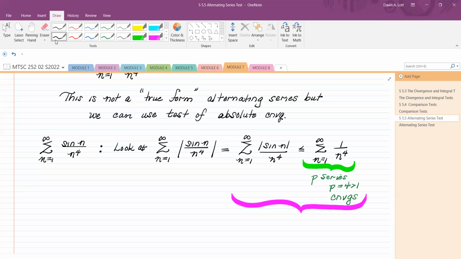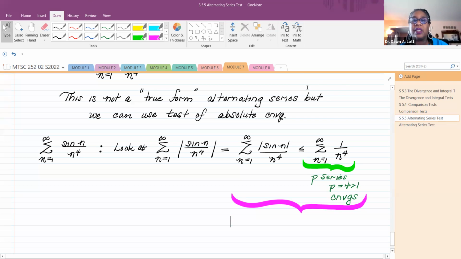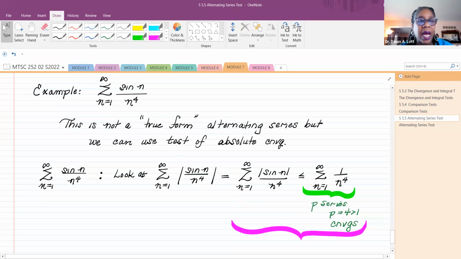Okay, so we used the alternating series test in the very beginning just to show that the series converges, but we didn't use the alternating series test on this. We couldn't use the alternating series test on this because this was not a true form alternating series. So we didn't use the alternating series test. We're using the test of absolute convergence. So now I'm picking your brain.